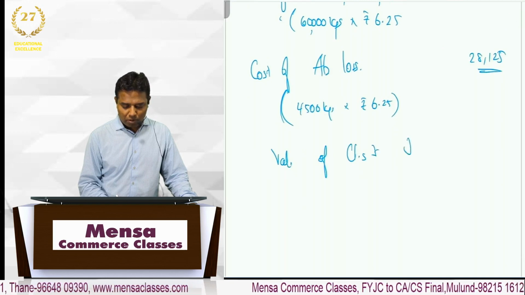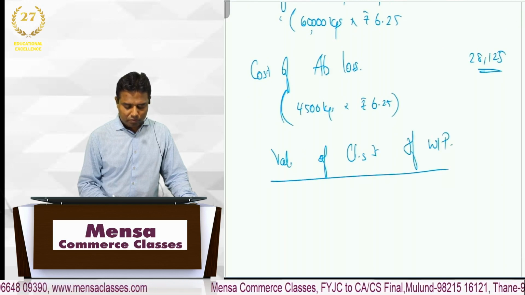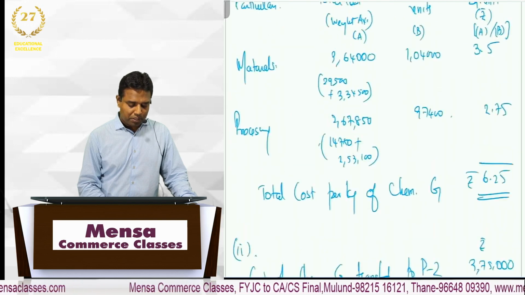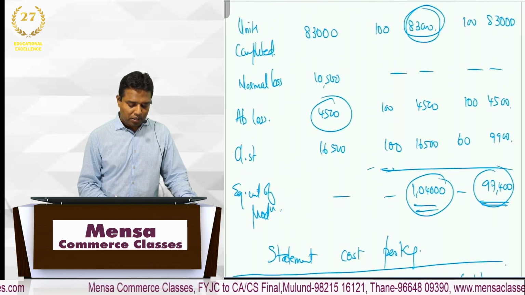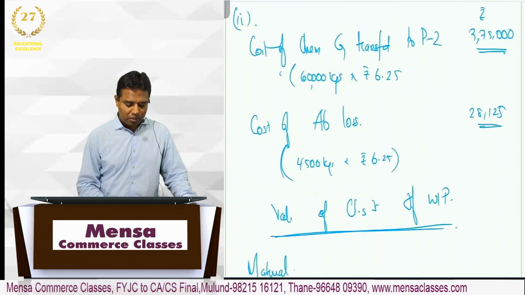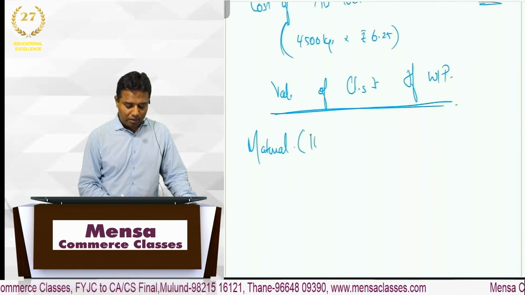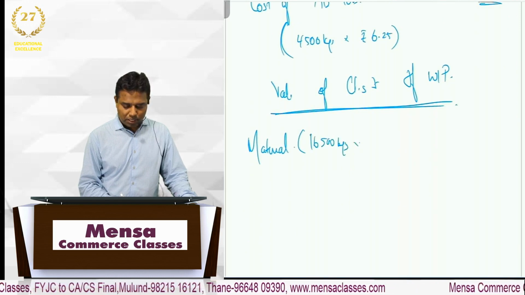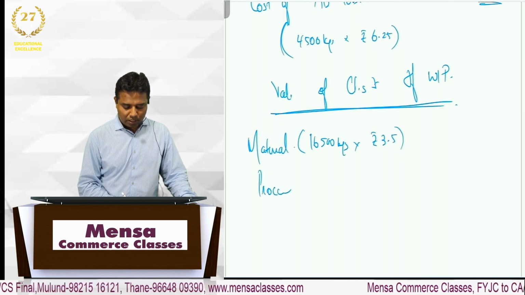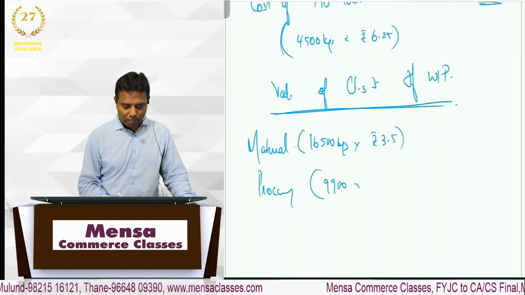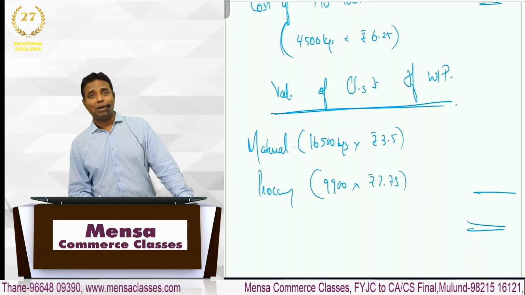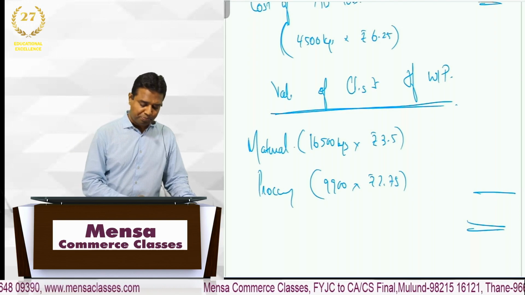Then valuation of closing stock of WIP. So material to 100% has been put. How much is the closing stock material? That is 16,500 and this conversion is 9,900. So 16,500 kgs into rupees 3.5 was the equivalent cost, and processing 9,900 into rupees 2.75 was the equivalent cost. That's valuation of closing stock of WIP.